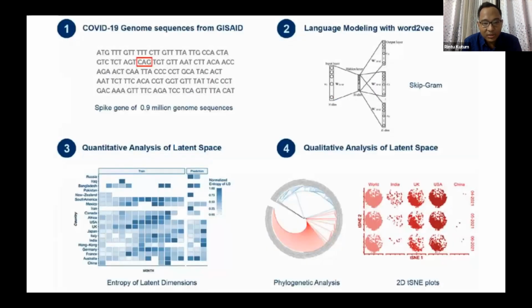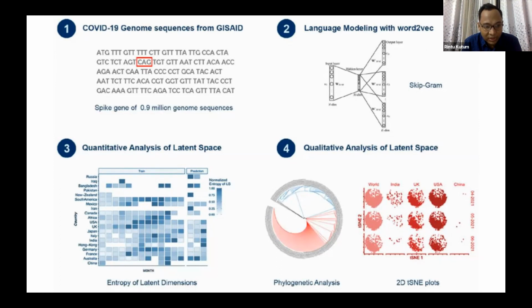So in a very short snapshot, first of all, we download the GISAID data for spike genes of around 0.9 million genome sequences. Then we leverage the word2vec models to understand the information content of the latent space that we have learned from the spike genes. Then we have done a two-step process where we used a quantitative and qualitative analysis of the latent dimensions that were learned from our language model.